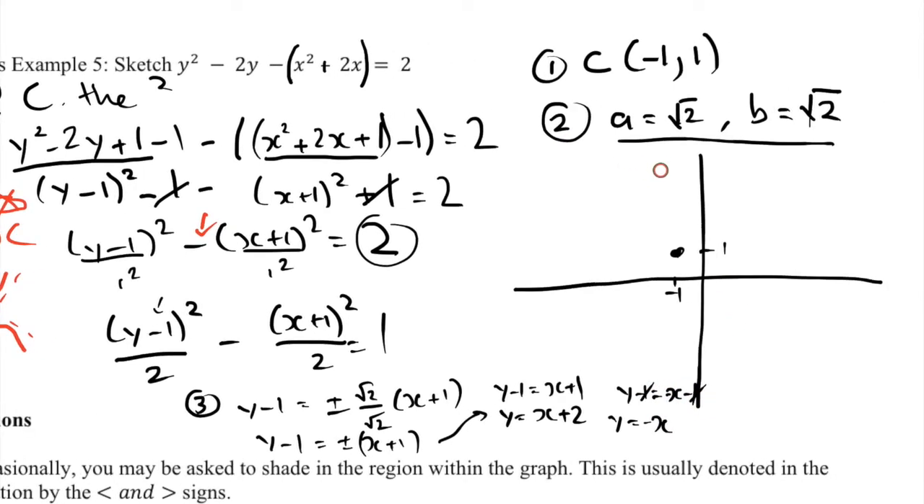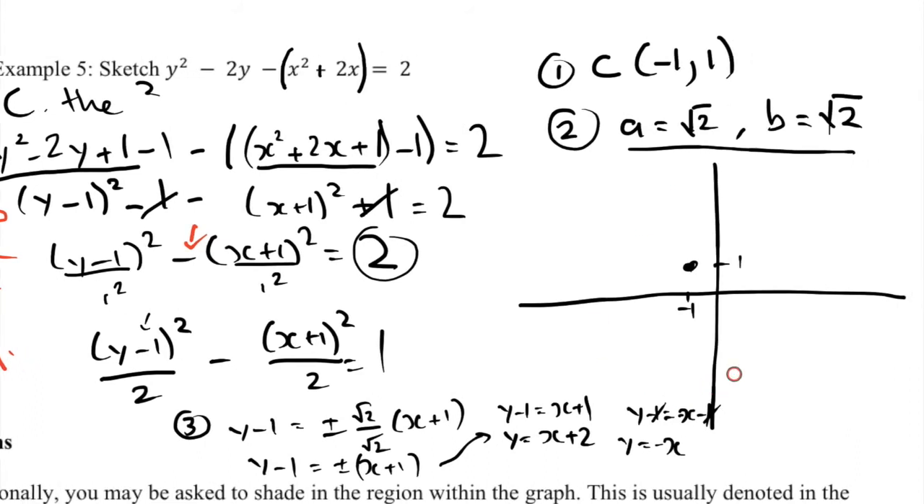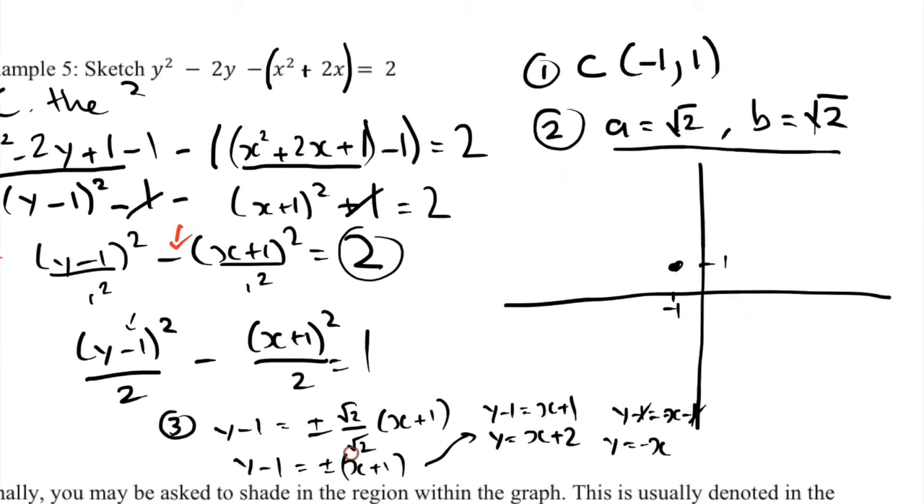So on to sketching the graph. We know our asymptotes are y equals x plus 2 and y equals negative x. So negative x just looks like this, passing through the origin. And x plus 2 looks something like this, your asymptotes. There we go, they always intersect at the center, so that's a tip for drawing. Then you can do the strategy where you start from your center, which is negative 1, 1 in this case.